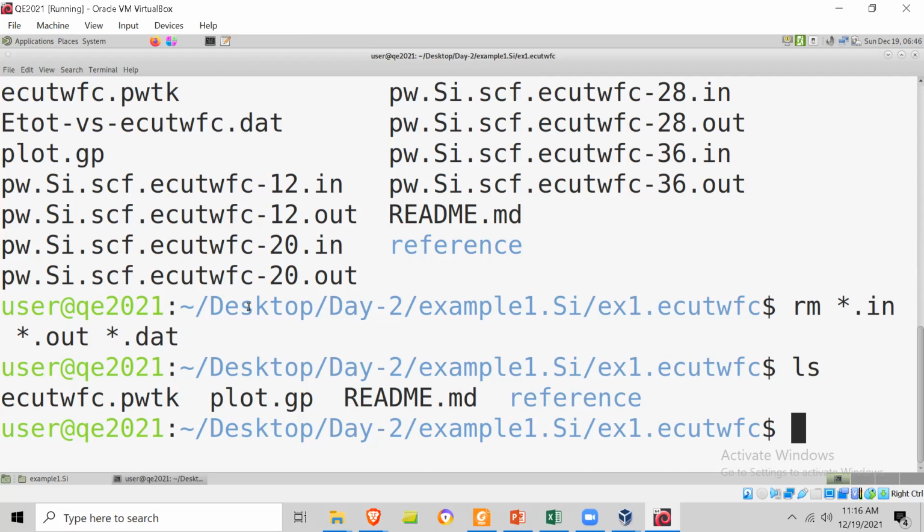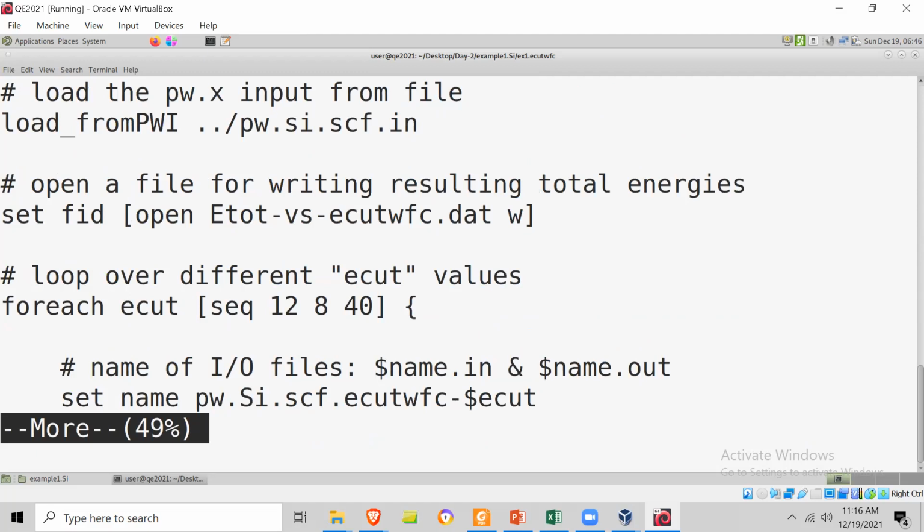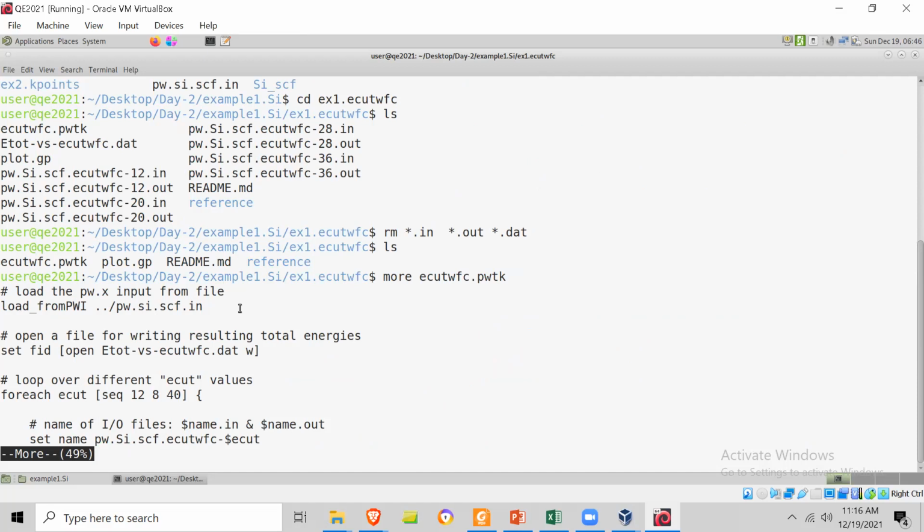In Linux, you can batch process this. If you want to look at the text file, ecut-wfc.pwtk, you say more, show me more of that file, and then it will show the file. But now we have to reduce this size. So again, you press control and the negative sign. It will reduce the text font size for you.